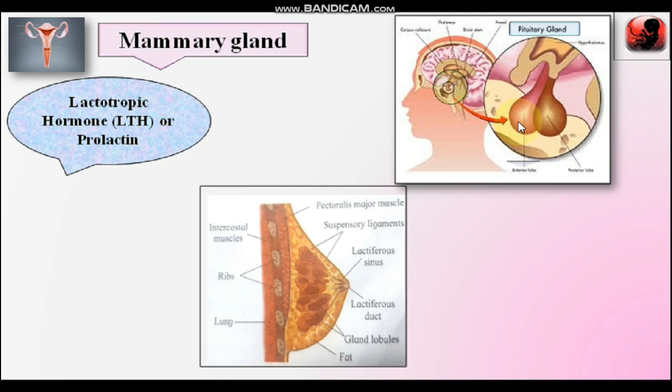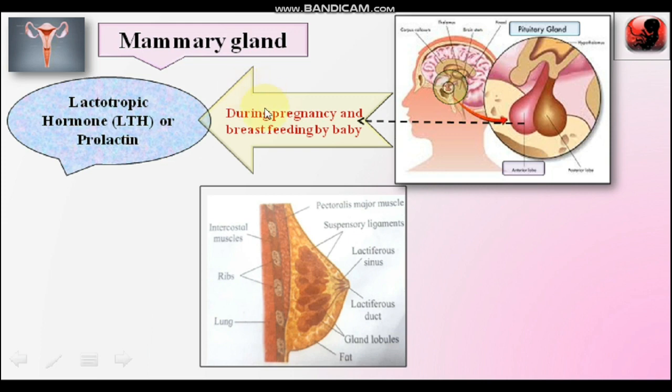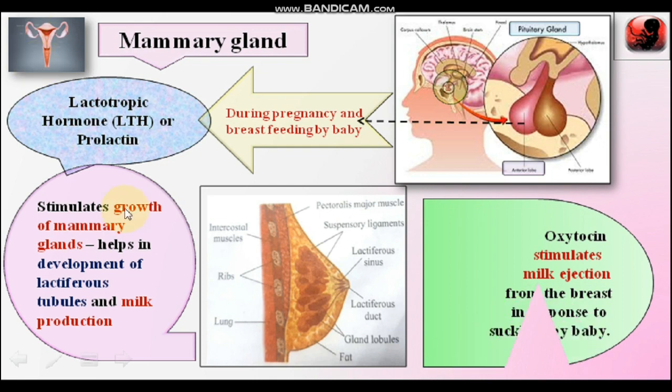This hormone, lactotrophic hormone, is secreted from the anterior pituitary. And this anterior pituitary secretes this hormone during pregnancy and breastfeeding by the baby. The role of lactotrophin: it stimulates growth of mammary glands, helps in the development of lactiferous tubules and milk production. The question asked in CET exams mostly is: continuous milk secretion is under the influence of which hormone? The correct answer is prolactin. Here, another hormone, oxytocin.